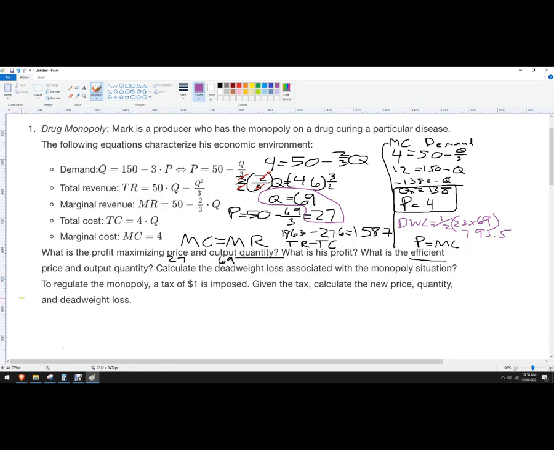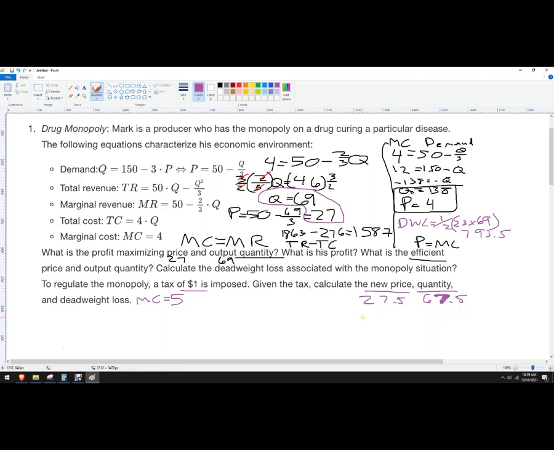Now, to regulate the monopoly, a tax of $1. What they mean is $1 per unit. So basically, you're going to redo this whole problem where marginal cost equals 5 rather than marginal cost equals 4. Just redo those steps, and you'll get the new price and the new quantity. If you want to go ahead and do it yourself, the answer is 27.5, and then the quantity is 67.5. Make sure you know how to do that, but it's kind of an ugly 7 there.